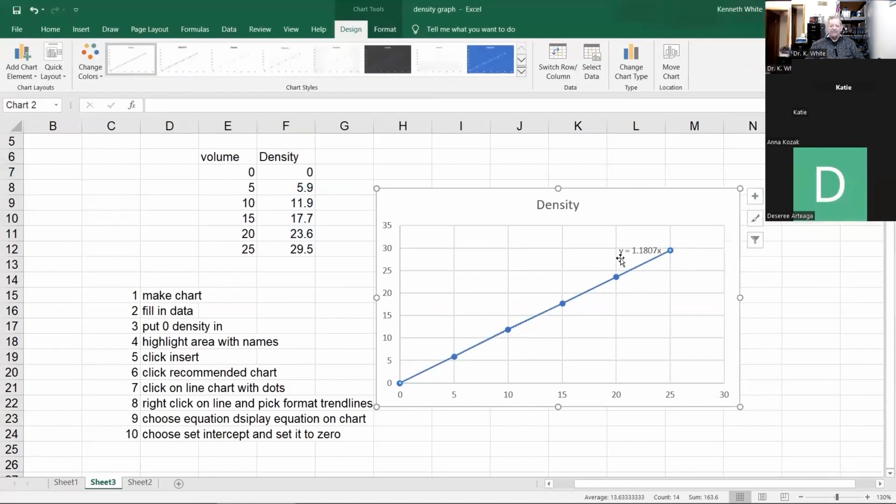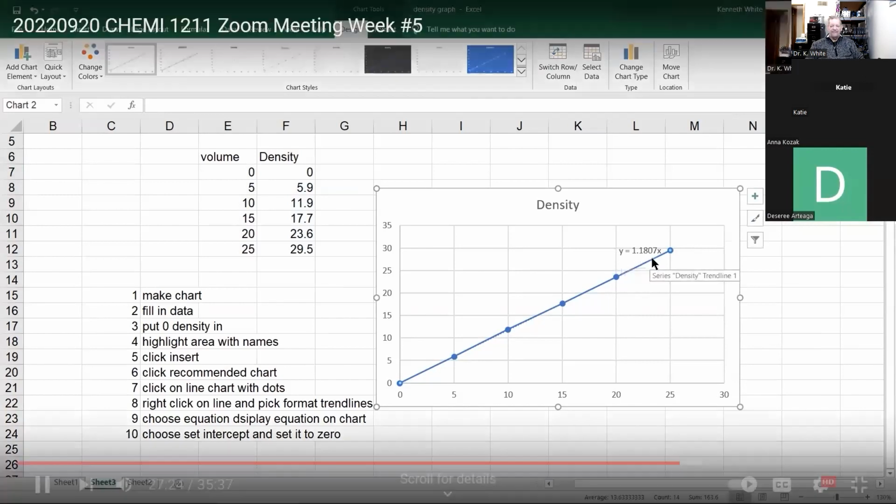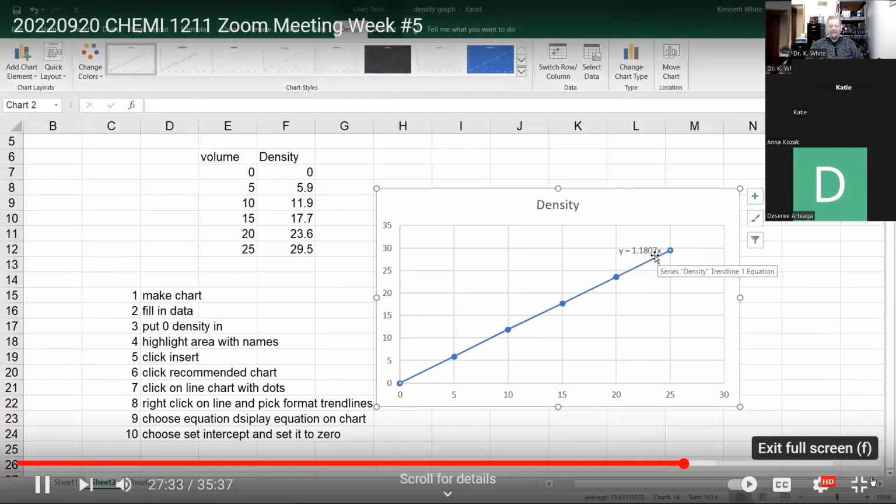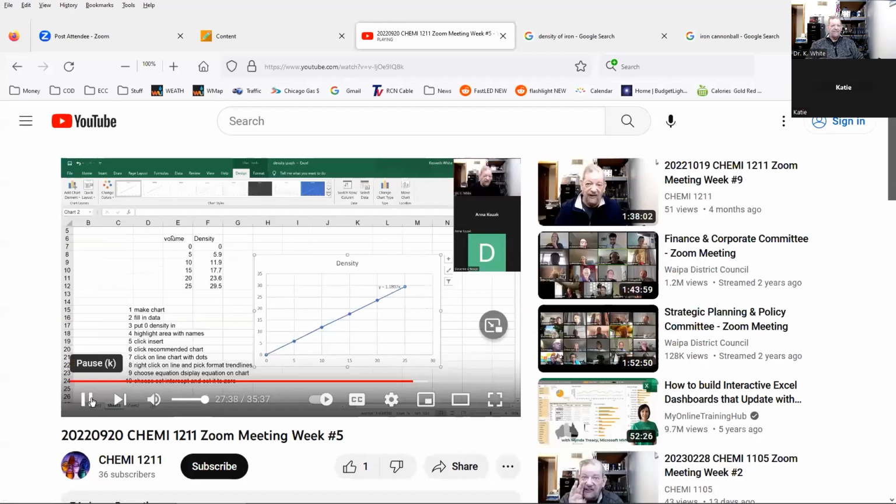And if you notice right here, it says y equals 1.1807x. That's your equation. That number in front of x is the density. The slope of the line is the density. So for this liquid, whichever.